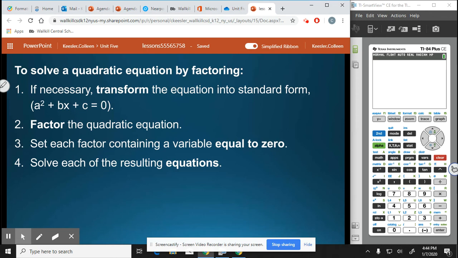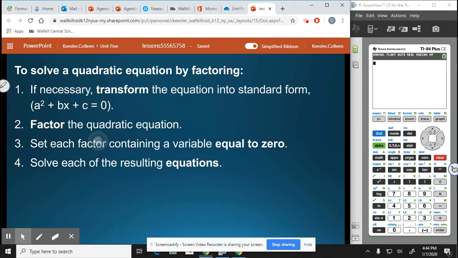All right, now to solve a quadratic equation by factoring, you're going to first transform the equation into standard form if necessary. That's ax squared plus bx plus c equals 0. Second, you're going to factor that quadratic equation. Third, you're going to set each factor containing a variable equal to 0. And fourth, you're going to solve each of the resulting equations. So let's see what this looks like.